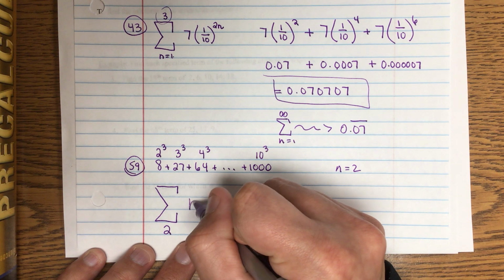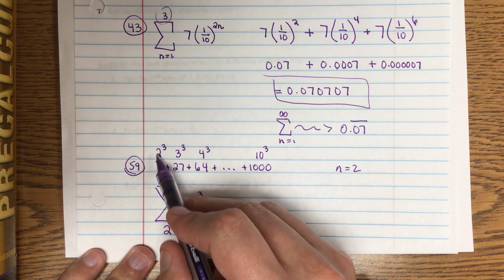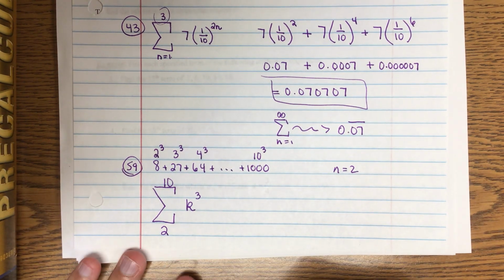So they're taking the k value and they're cubing it. So what number do we end with? What's our last term? Well, it starts at 2, and then it ends at 10. There we go. There's your quick video.